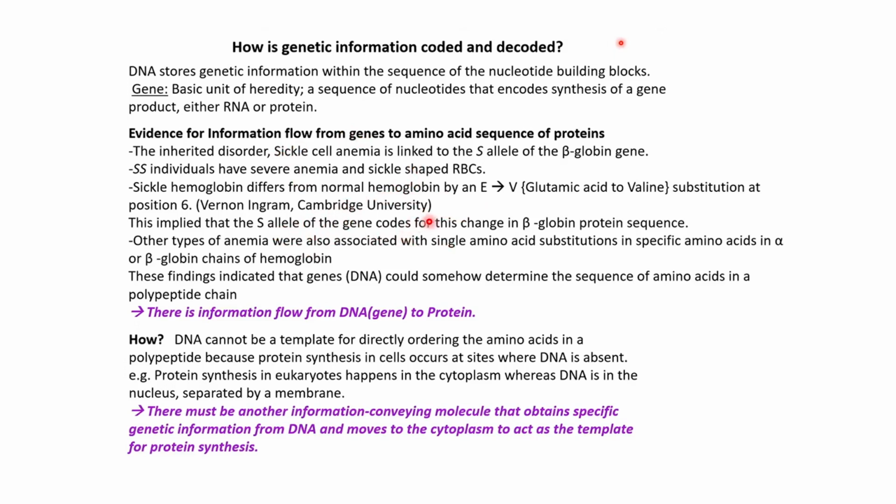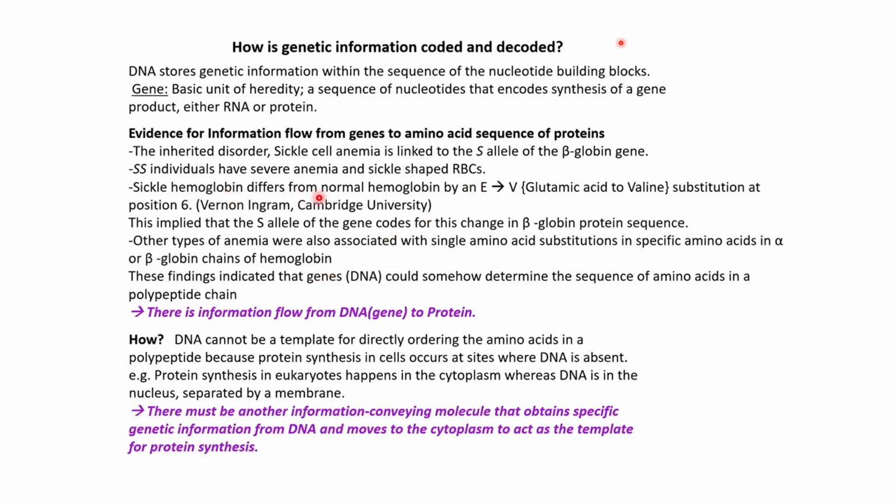There is one example here. In sickle cell anemia, when we observe it, sickle cell anemia is linked to the S allele of the beta globin gene. In the DNA molecule, in the beta globin gene, in the S allele, there is a single point mutation in the DNA molecule, which results in the sickle cell hemoglobin.